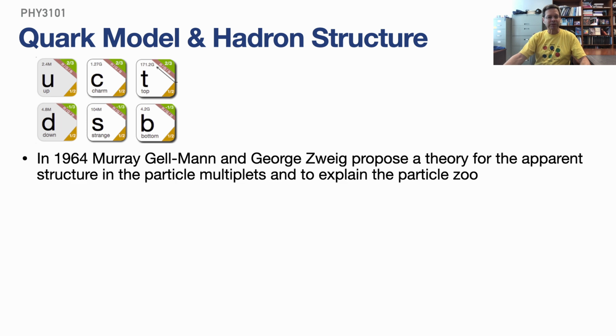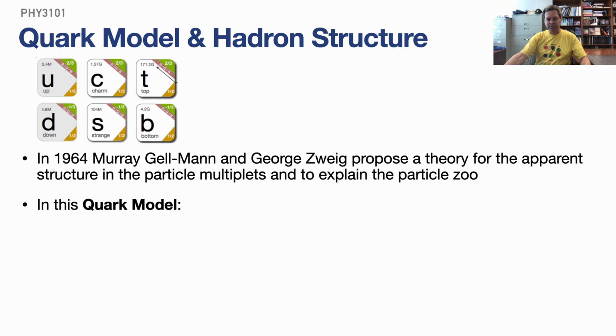Now, where did this come from? In 1964, physicist Murray Gell-Mann, as well as George Zweig, proposed a theory for the apparent structure in the particle multiplets that help explain the particle zoo, so to speak. There was such a wide proliferation of particles, but you could really explain it by these few fundamental components. And this is known as the Quark model.